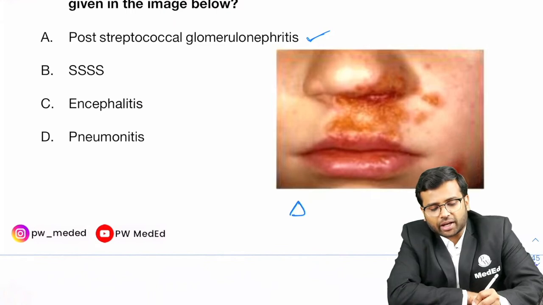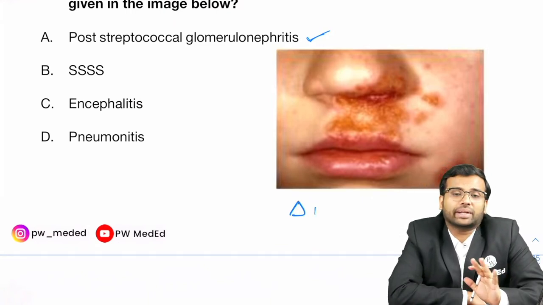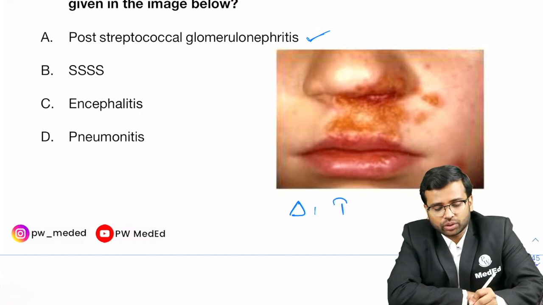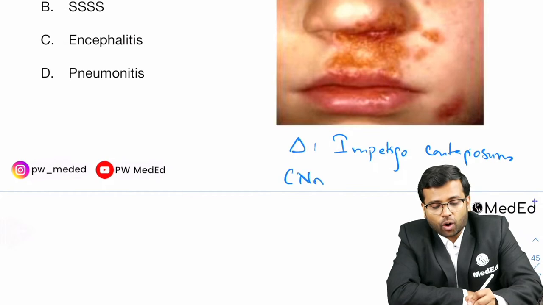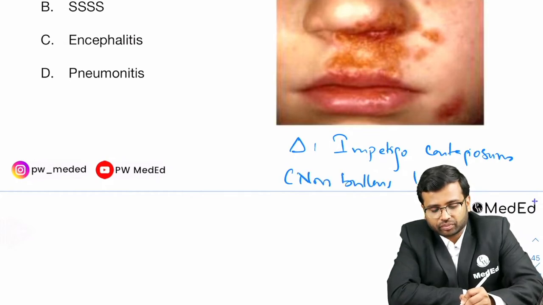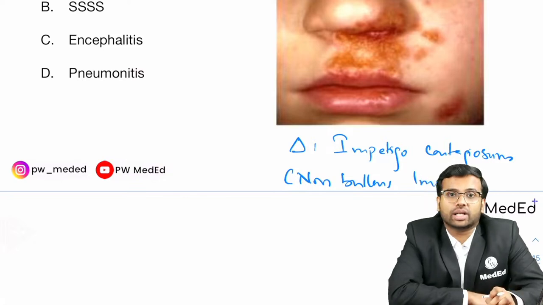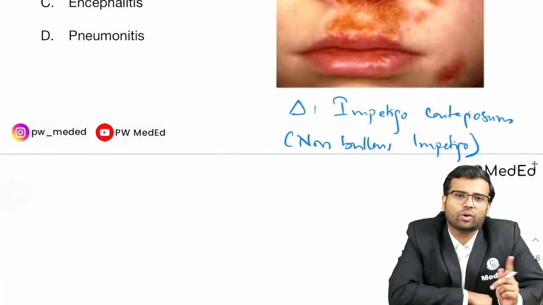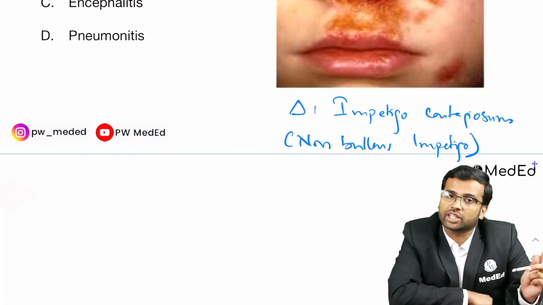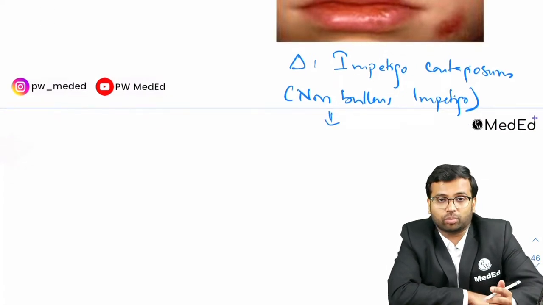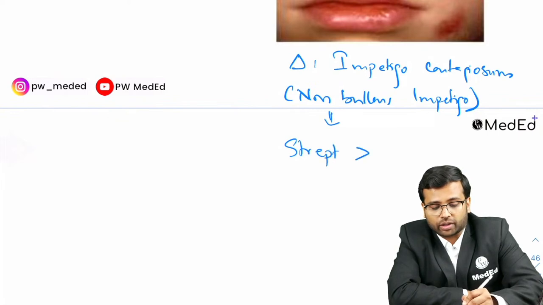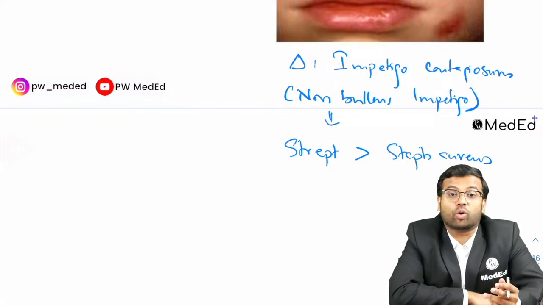Yes. So here, what is the diagnosis here? It's a very typical image that can be asked. So this is going to be impetigo contagiosum. So this is called impetigo contagiosum or the non-bullous type of impetigo. So a few slides ago we had discussed the two types of impetigo. One is non-bullous, the other one is bullous. So what is the causative organism of non-bullous impetigo? Non-bullous impetigo is caused by streptococcus more than Staph aureus. Do you remember? It is caused by streptococcus more than Staph aureus.